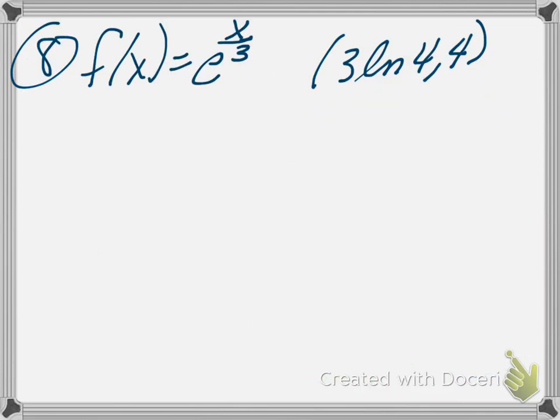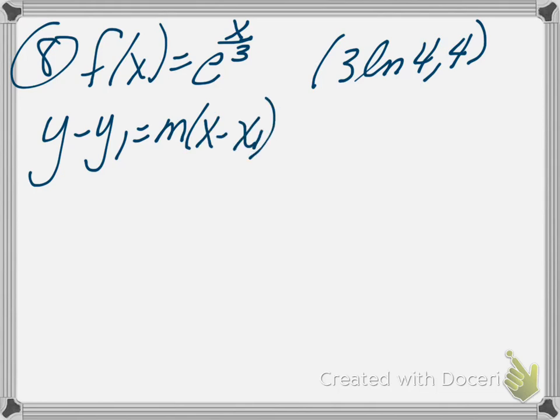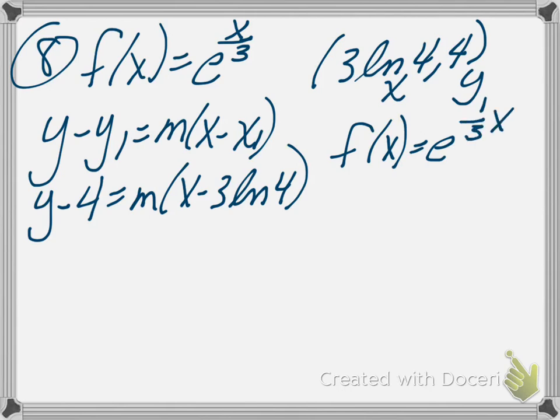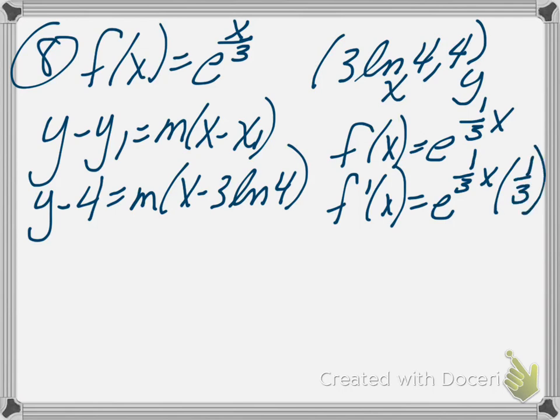Okay, this is number 8, and we need to find the equation of the tangent line, so I'm starting here. Okay, we were told that this is x and this is y, so I can substitute. Okay, and then the only thing that we need is m. So m is just the slope. So I'm going to rewrite f of x as e to the 1/3 x. It'll just make my life a little bit easier. So the derivative of that, the derivative of e to the anything, is e to that thing times the derivative of the thing.